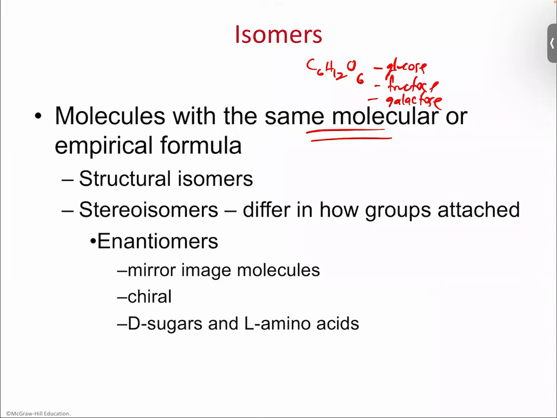One type of isomer is what's referred to as a structural isomer. That basically means it's arranged differently. It's still got the same number of atoms. Fructose has 6 carbons, 12 hydrogens, 6 oxygens, and so does galactose, right? So a structural isomer refers to the fact that these atoms are arranged differently structurally in three-dimensional space. That's a structural isomer. Stereoisomers basically refer to them being different in three-dimensional space.